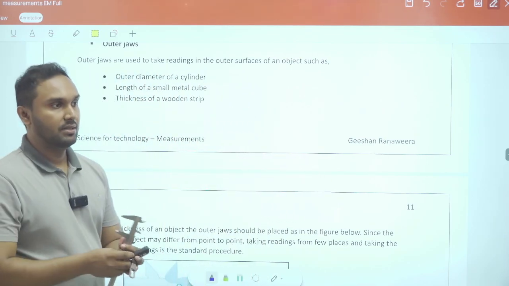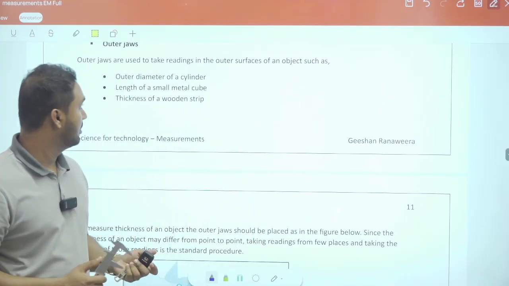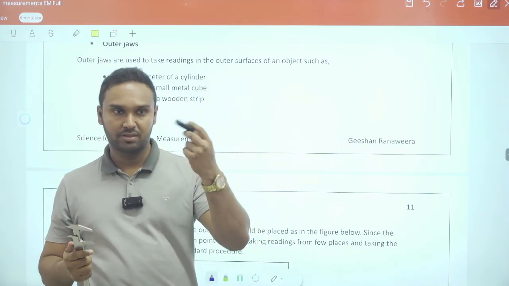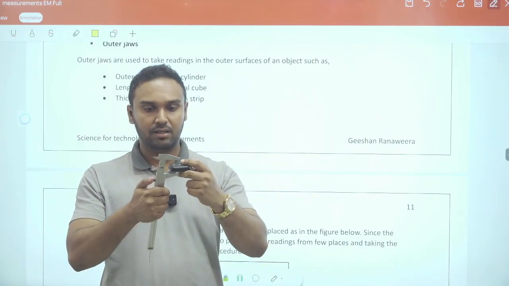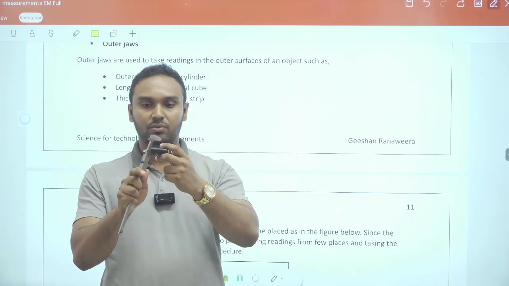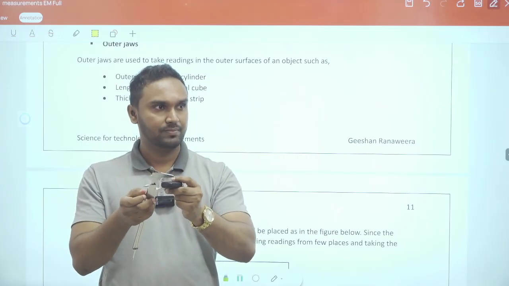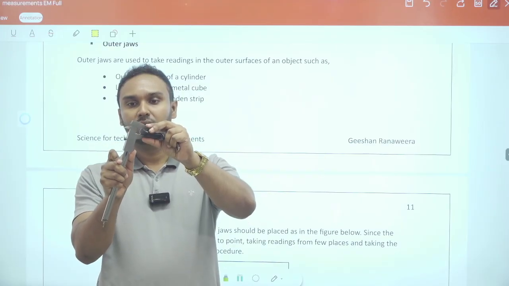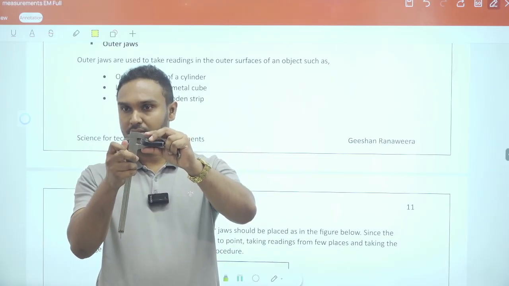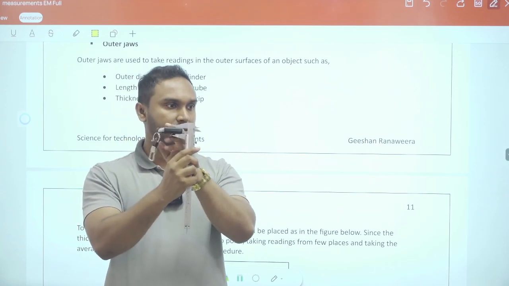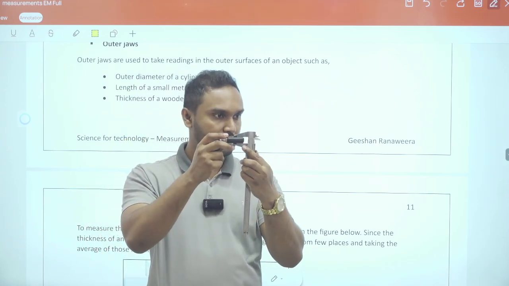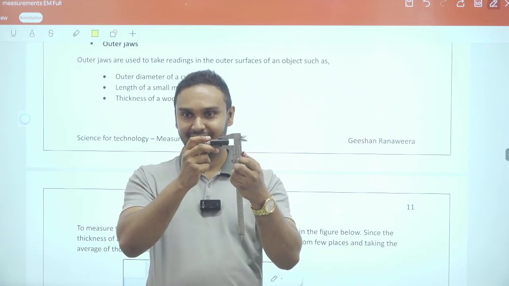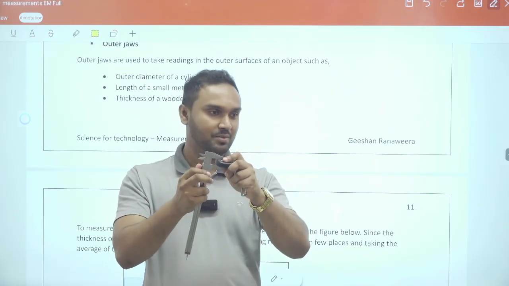And again, the thickness of a wooden strip. They say wooden strip. Let's say this one is also a wooden strip. So how do you take it? You stick it between the two outer jaws. Then you lock it like this. Then you take the thickness, right? Okay. Now, what else?